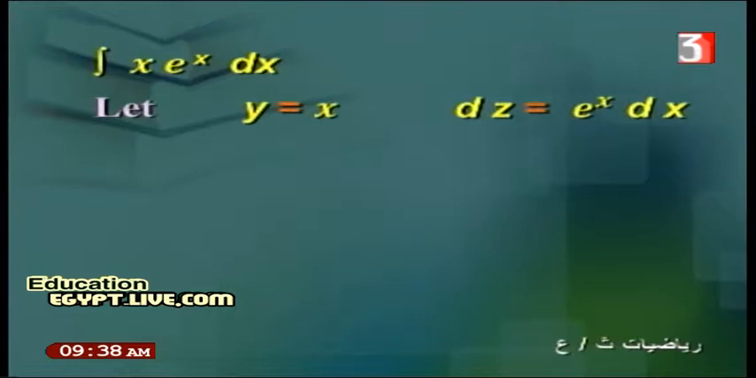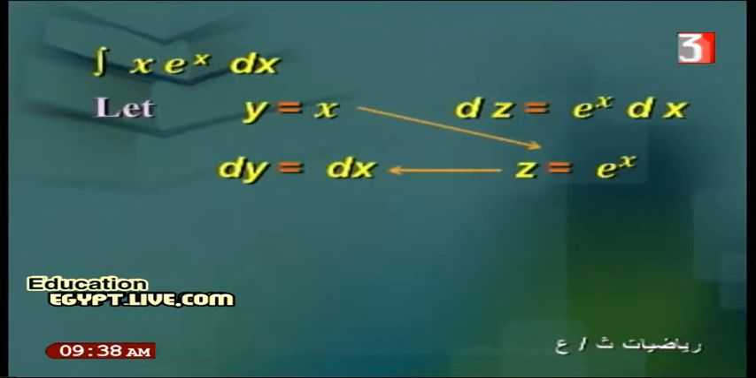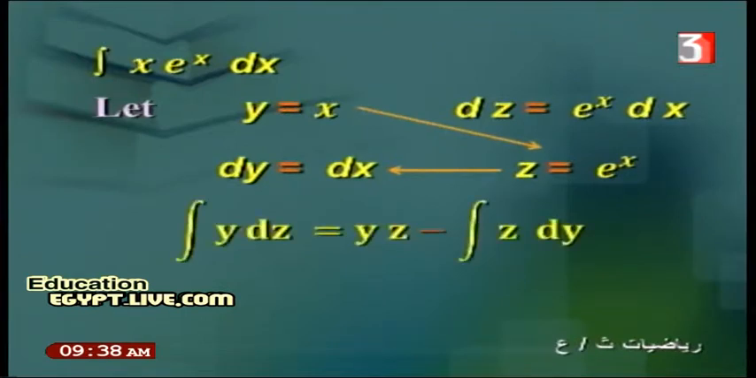The differentiation of y is dy equals dx, and the integration of dz equals z, and the integration of e power x dx equals e power x. Now we can use the rule of integration by parts: integration y dz equals yz minus integration z dy.